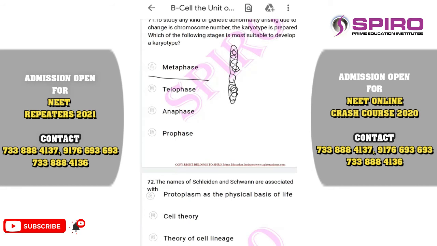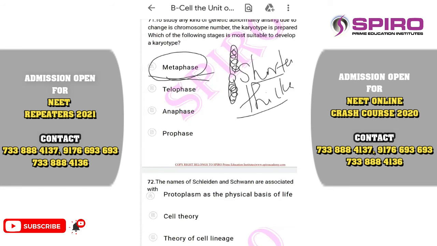Only during the metaphase, because in this stage the chromosome appears shorter and thicker, so we can clearly visualize it. So morphological analysis, everything will be done only during the metaphase. Whereas if they ask the shape of the chromosome, you go for anaphase. But here we are asking about karyotyping. Karyotyping deals with morphological analysis. So the correct option should be option A, metaphase.